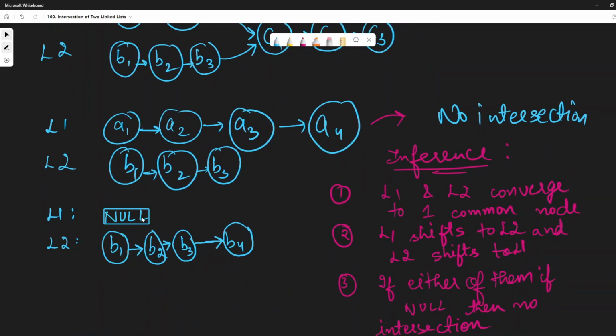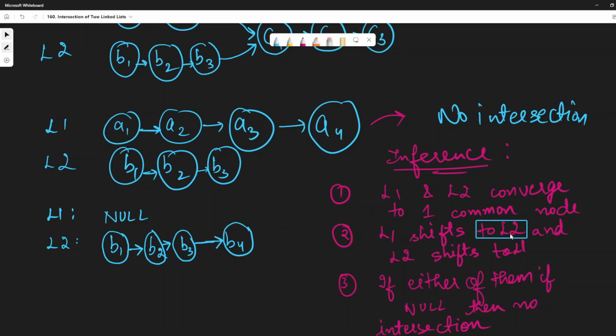And here, if either one of them is null, like here it is null, and another one is going ahead, there is no intersection, right? So again we are required to return null. From these examples, the inference we get is that if L1 and L2 converge to one common node, then only there would be an intersection. That's what the question wants to say. And at that particular moment, we are required to return the node on which both of the linked lists are converging.